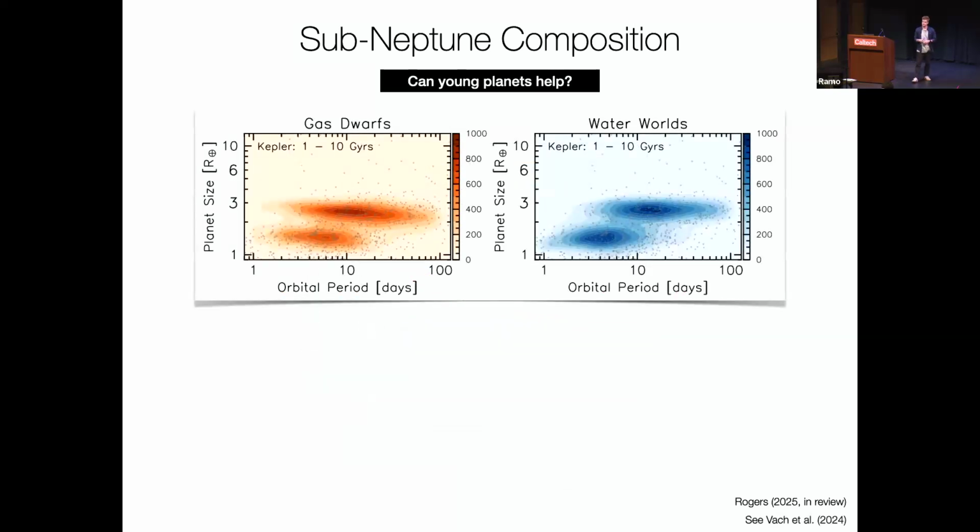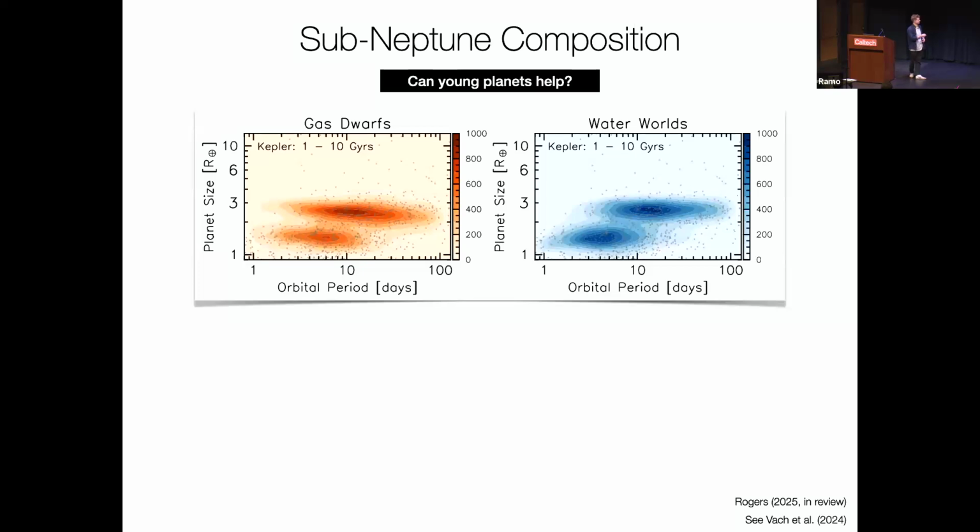So what I've done here is I've built some population models under both frameworks, the gas dwarf scenario and the water world scenario, remembering that if this is true, we're saying that the radius valley exists because of evolution, and if this is true, the radius valley exists because of formation. And what I'm showing here in the colored contours are survey predictions from the models. And in the gray points, I'm showing actual data from the California Kepler survey.